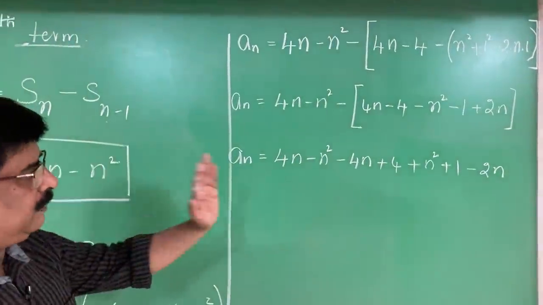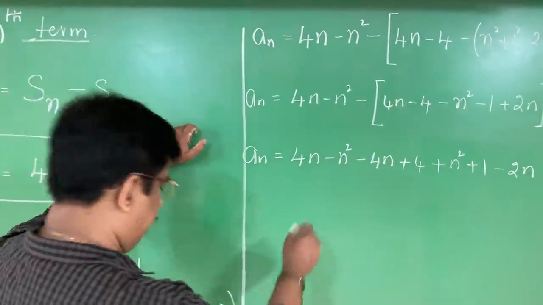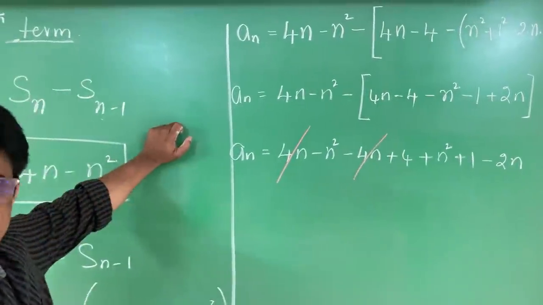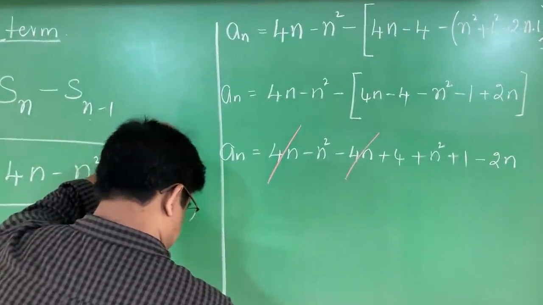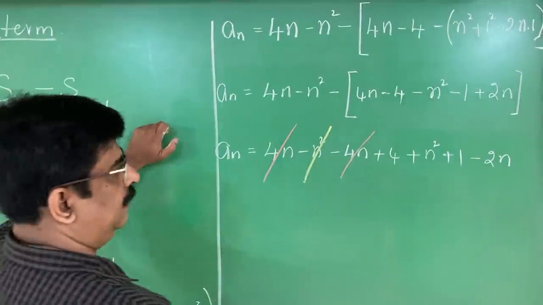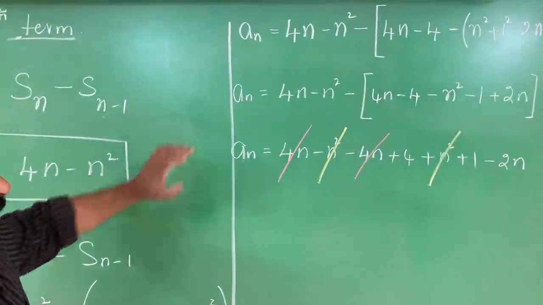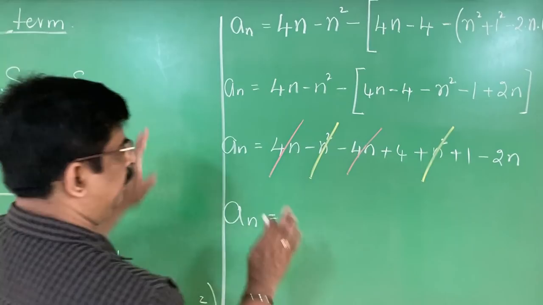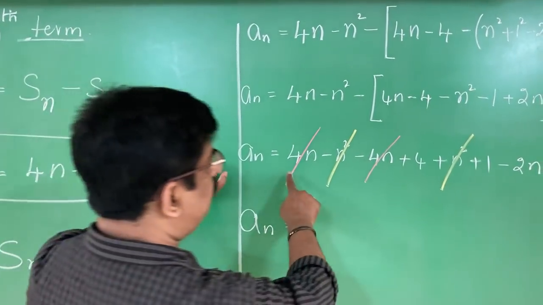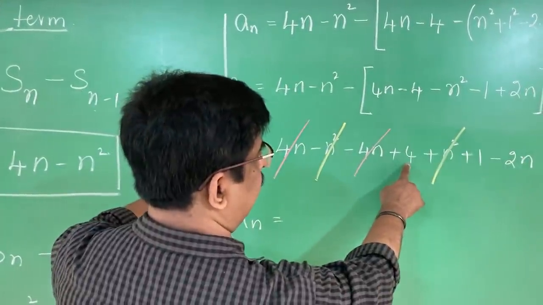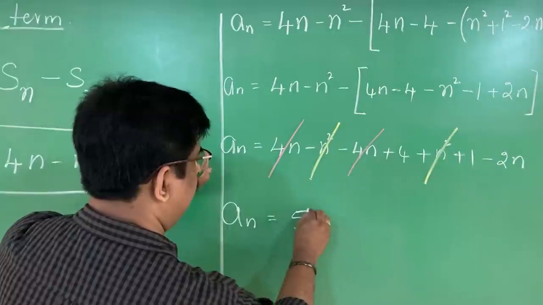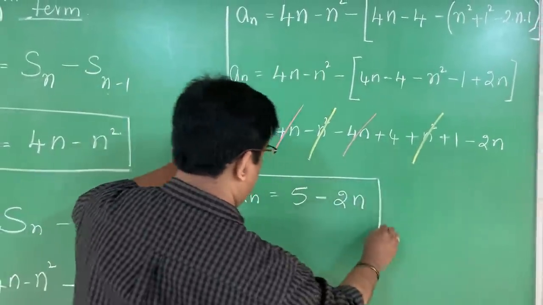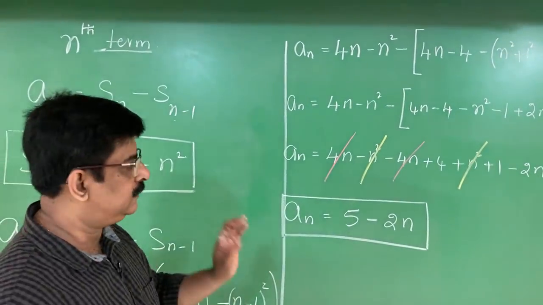Now what you have to do, any common factor, elimination is there, eliminate. I can easily see the eliminated part: 4n plus 4n minus 4n, gone. Minus n square plus n square, gone. Then what is left, you have to write, an is left. So, always write positive first and then go to the negative. Gone, gone, gone, here 4 is there, 1 is there, 4 plus 1, 5. Then left with minus 2n. Therefore, nth term is equal to 5 minus 2n. That is the answer for an.